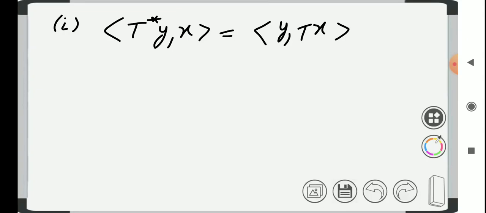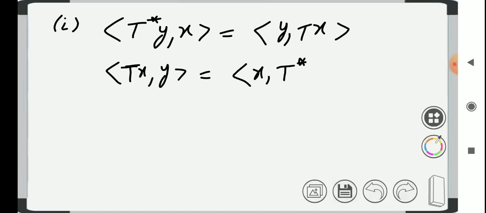distinguish between the defining relation of the adjoint operator and this equality. The defining relation for our adjoint operator was that the inner product of Tx with y must be the same as the inner product of x with T star y. Now here this is clearly a different equality, although it looks the same. Here we are taking the inner product of Tx with y, but here we are taking the inner product of y with Tx, and here we are taking the inner product of x with T star y, and here we are taking the inner product of T star y with x. So these are clearly different notions.